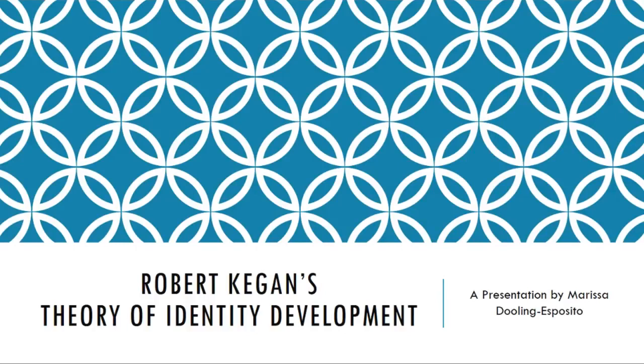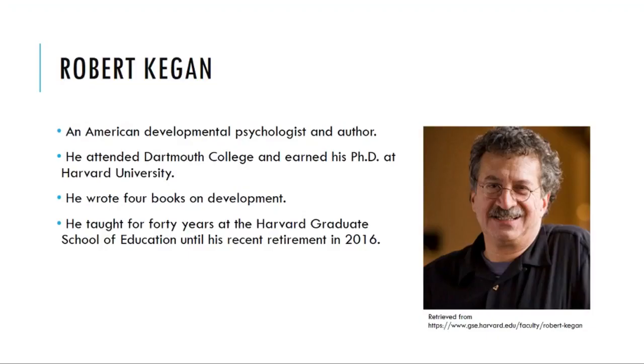My name is Marissa Dooling Esposito, and today I will be talking about Robert Kegan's theory of identity development. Now, before we get into the theory, I wanted to share a few facts about Robert Kegan and put a face to the name.